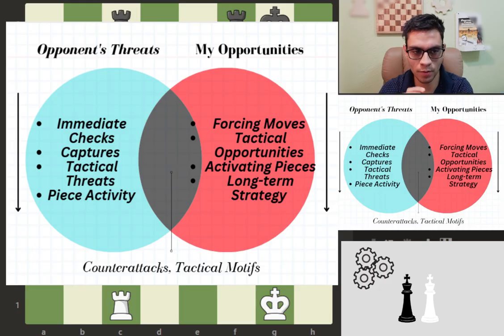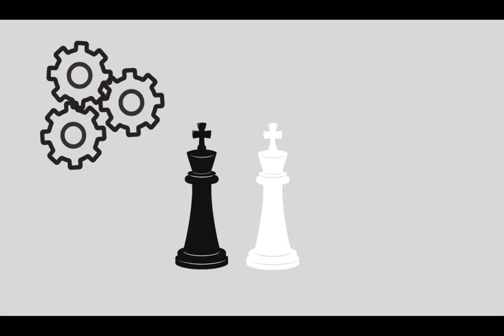Then once you have done that, you look for your threats, your opportunities, your moves. First, you look for forcing moves, tactical opportunities, activating your pieces, and then your long-term strategy. And in the middle of this diagram, we have counterattacks of tactical motives, right? So let's check this example with Magnus Carlsen's game.